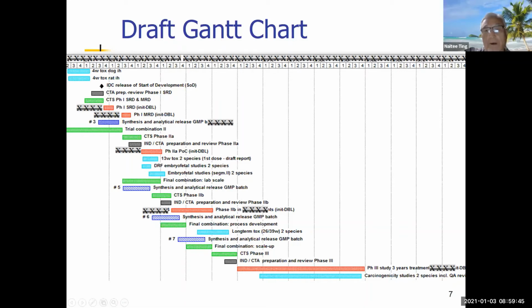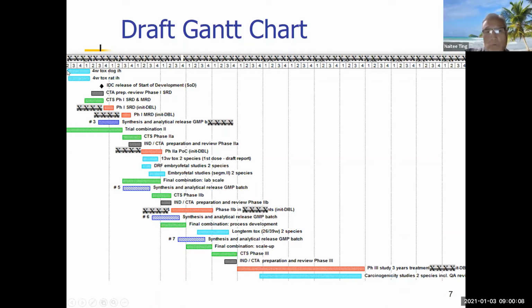So by about 2033, maybe phase 3 will be completed, and we will file the NDA sometime around that time frame. So we're looking at about a 12-year plan from where we are today.